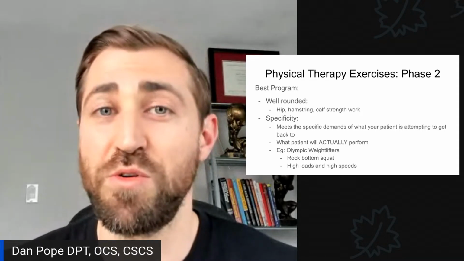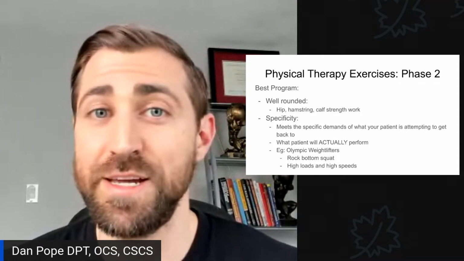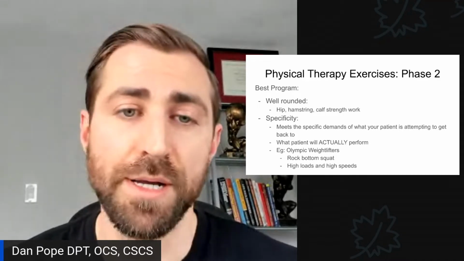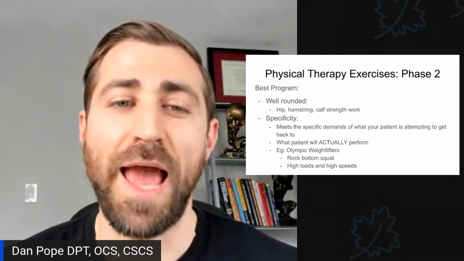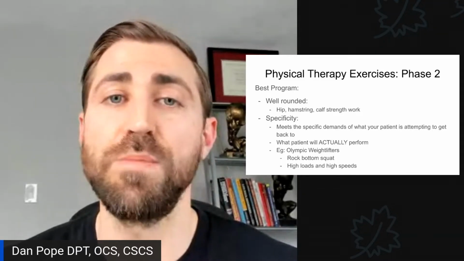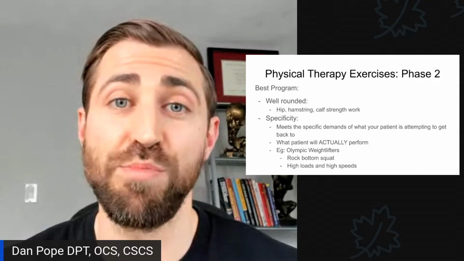Most of the movements I'm going over today are more targeted towards the knee and the quad, although we're also going to be strengthening the hip with these movements, right? But a well-rounded program should consider adding some hip strengthening, some hamstring strengthening, some calf strengthening, right? So we want to make sure that we're well-rounded in our approach.